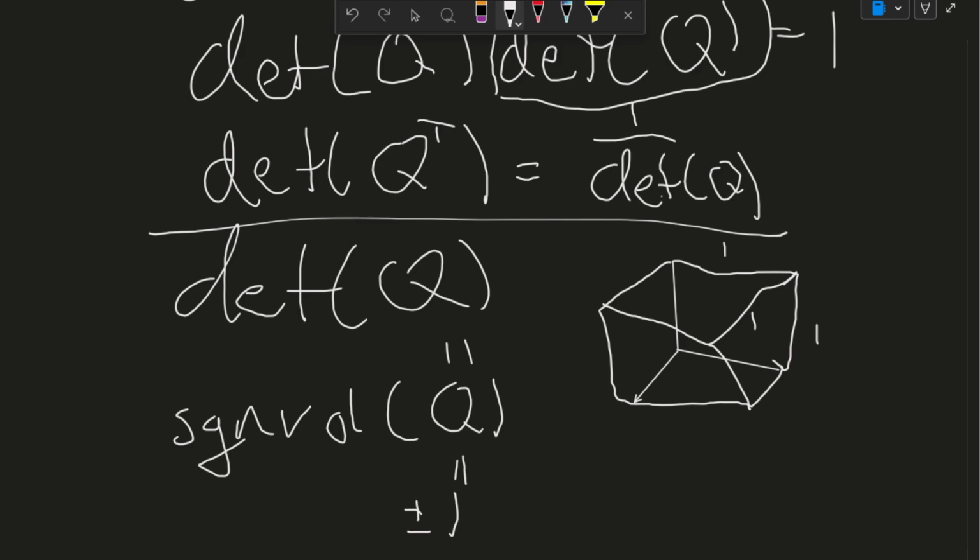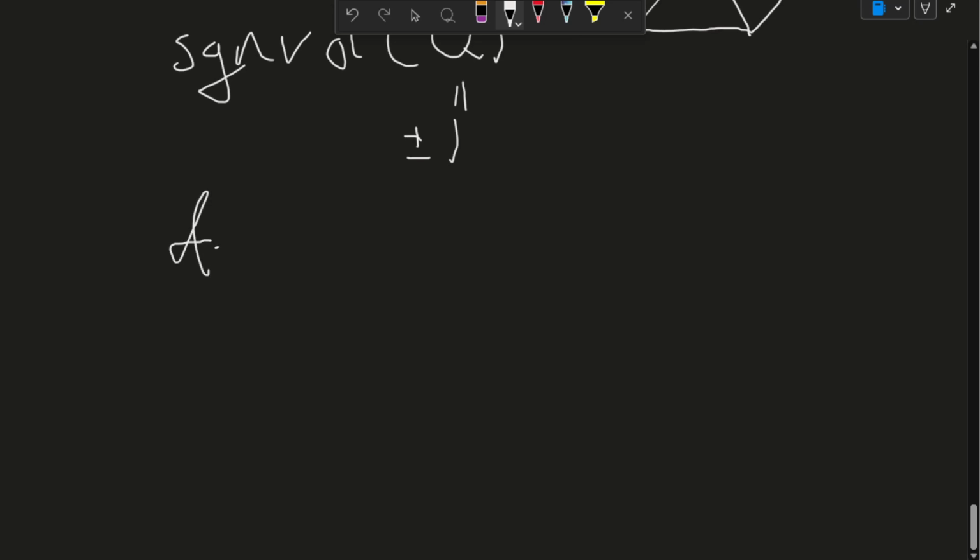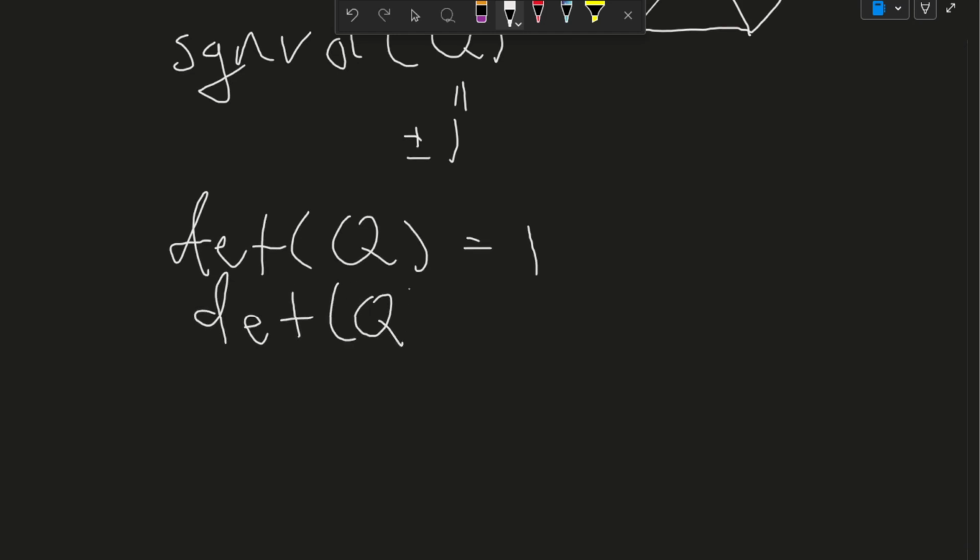But from this equation up here, if the determinant of Q is 1, then the determinant of Q transpose is 1 over 1, which is 1. And if the determinant is negative 1, then we get 1 over negative 1, which is negative 1, right? So there's only 2 options for the determinant of Q. It can either be negative 1 or 1, and its inverse is going to have the same sign. That's all I wanted to say.